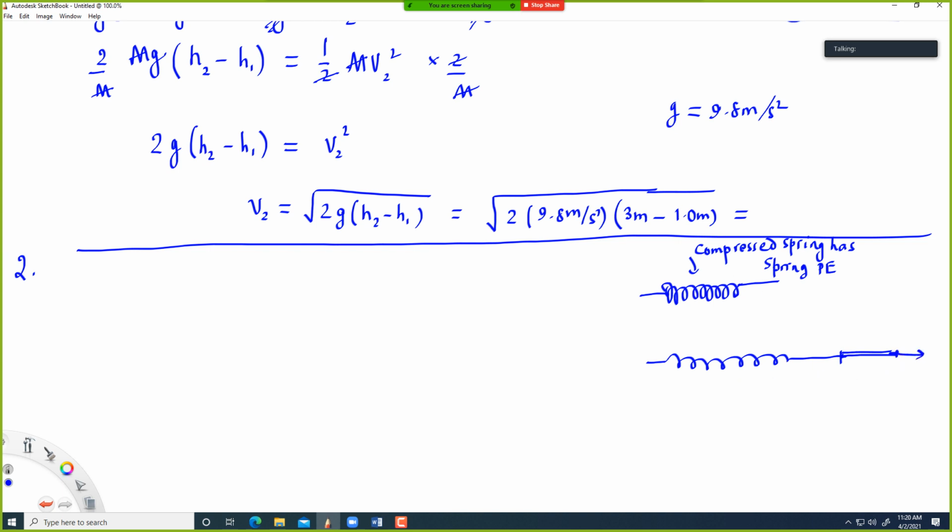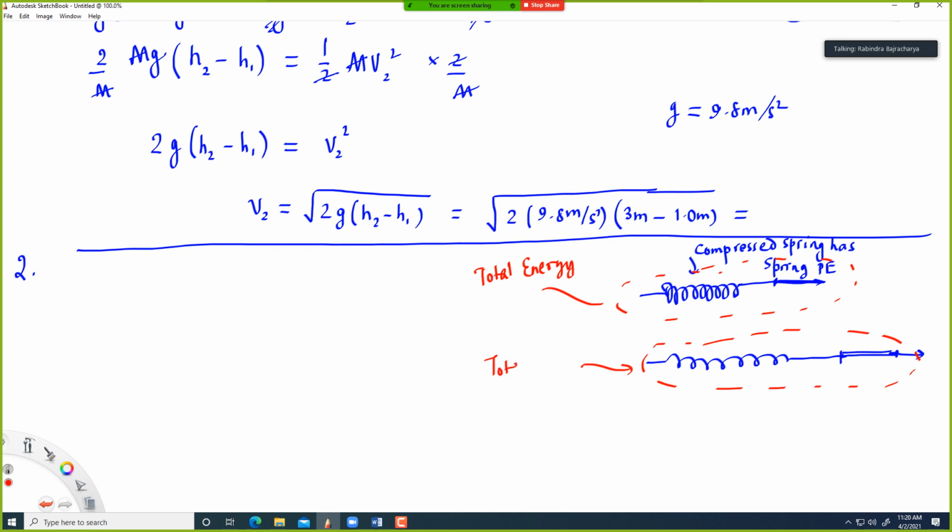So here the dart is at rest. Okay, so this whole thing is our system, the spring and the dart, that's our system. And the total energy in this case would remain conserved. Whatever total energy you have here, you will have the same energy here, because there is no loss of energy in this case. We assume that there is no energy loss, the energy is conserved.